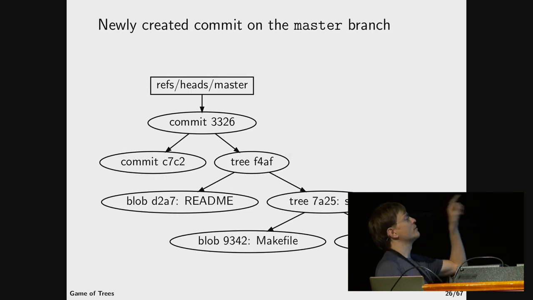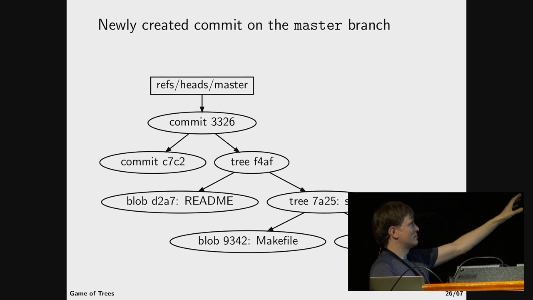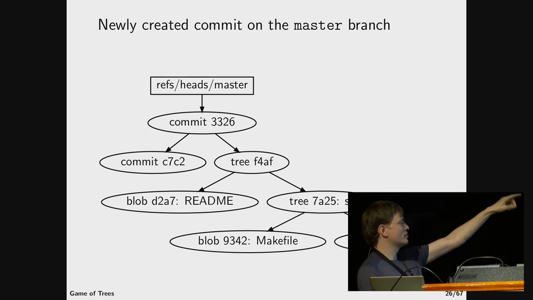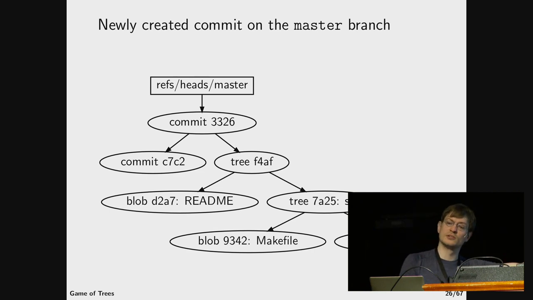So once we have a commit, basically this is the same diagram again, except you don't see the tree of the first commit, which still exists, but you see a new tree, and you see how the commits are linked, and you see that the master reference has moved up.